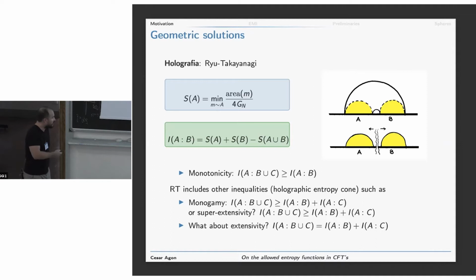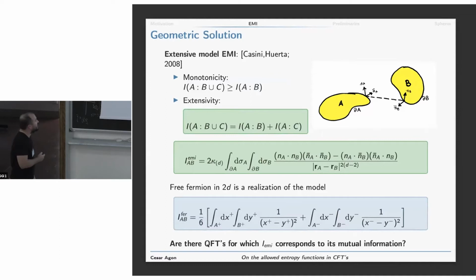And this was actually the problem that was solved by Casini and Huerta in 2008. This was called the extensive model for the mutual information. What they propose is, let's look at particular functionals for mutual information that satisfy this property. And what I found rather surprisingly is that they actually single out a particular solution which is extremely explicit. And this is what I call the extensive mutual information model in this talk.